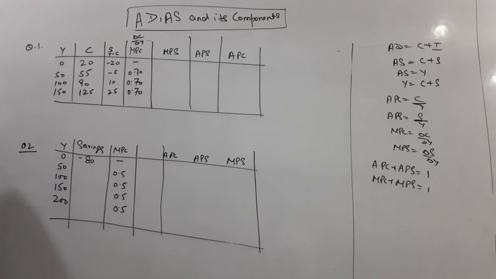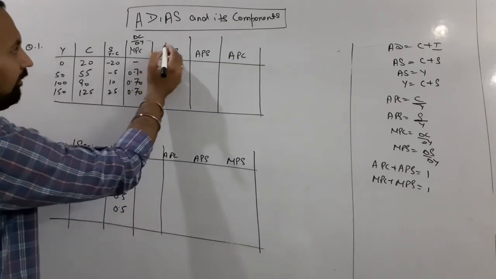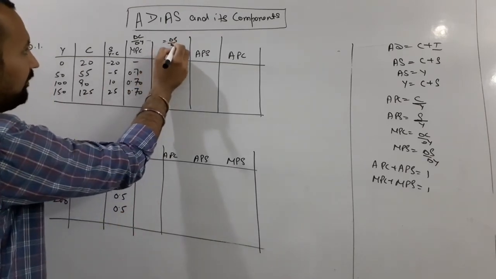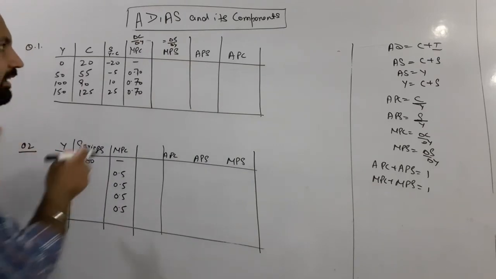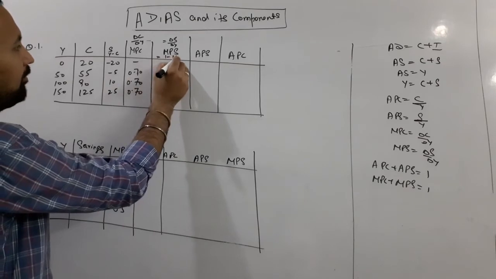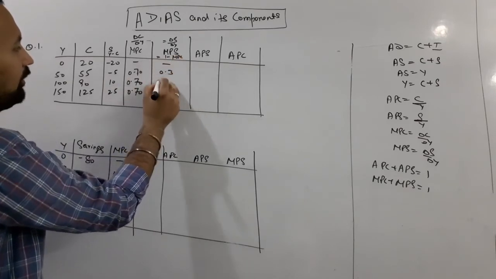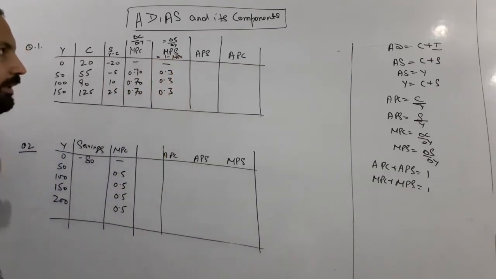With the help of this, we need to find out MPS. We are able to find out MPS by two methods. First is MPS equals delta S upon delta Y, or we can say that MPS equals 1 minus MPC. So it is 0.3, 0.3, 0.3.